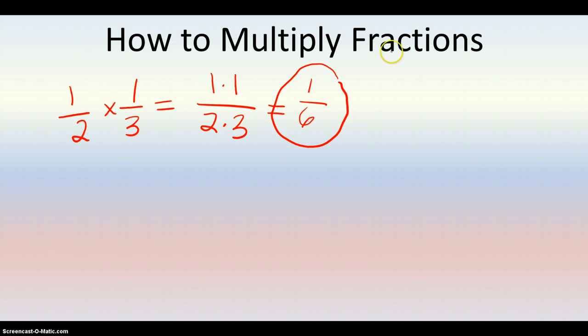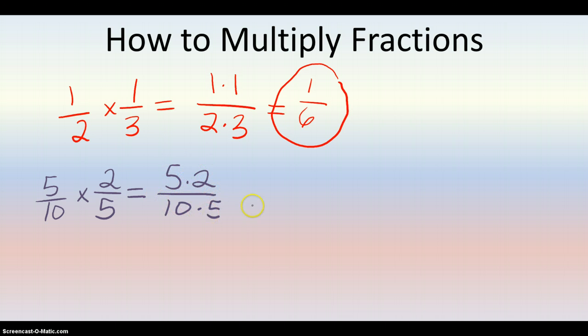Now, of course, it's not always going to be that easy. Nothing ever is. You are going to get fractions that you need to simplify. For example, 5/10 times 2/5. When I multiply across, 5 times 2 over 10 times 5. 5 times 2 is 10, and 10 times 5 is 50.